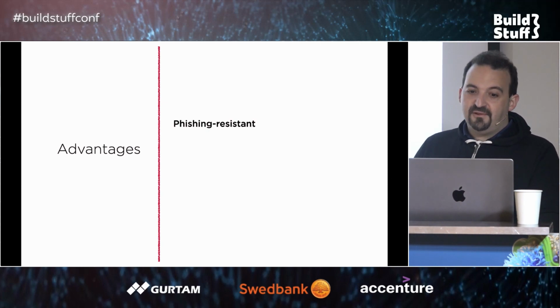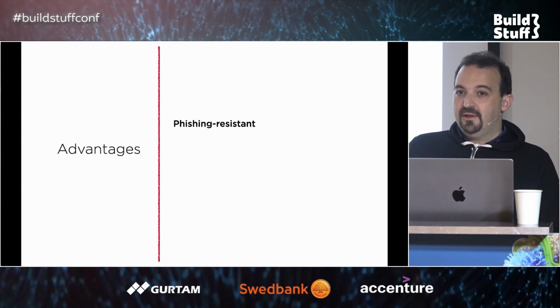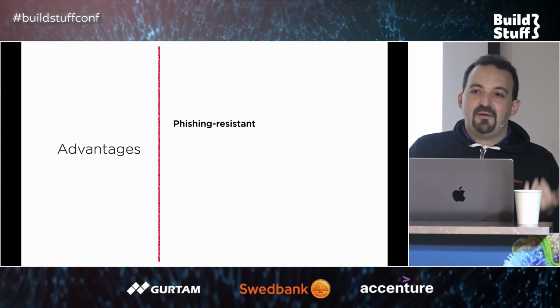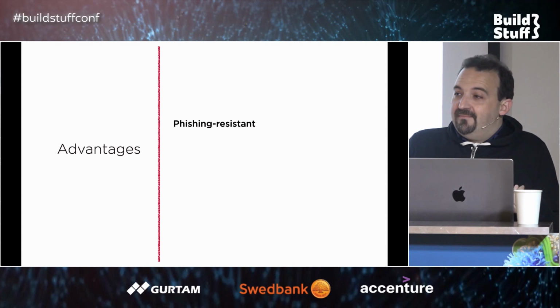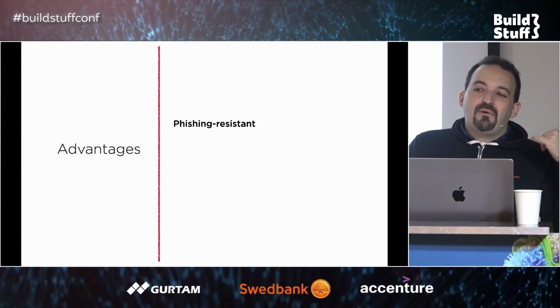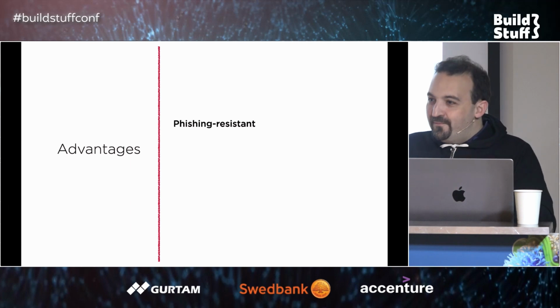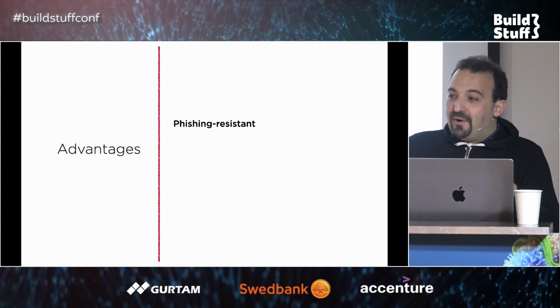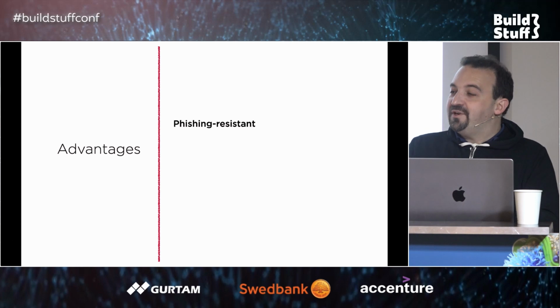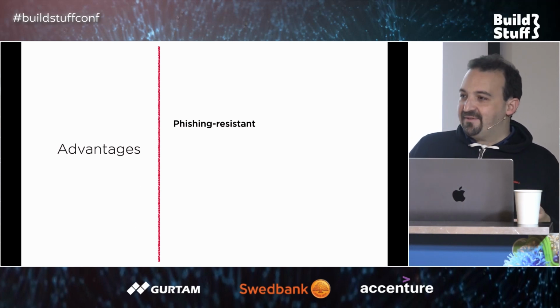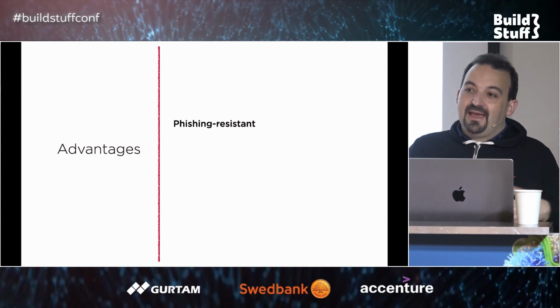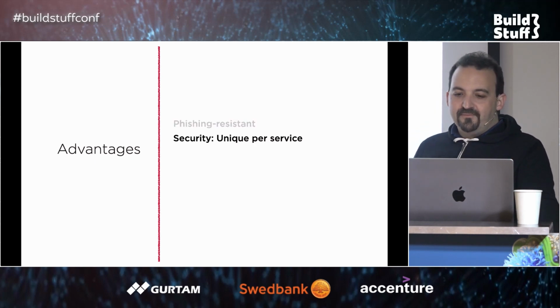So, advantages. This is phishing resistant, because no matter if you're calling me and scamming me over the phone, I cannot give you my passkeys over the phone. And even if you give me a URL that I need to go to and use my passkey there, it's not going to work, because passkeys are origin-based. So if you get the public key, it's useless. They are unique per service, as I mentioned. It can be an app or it can be a website.